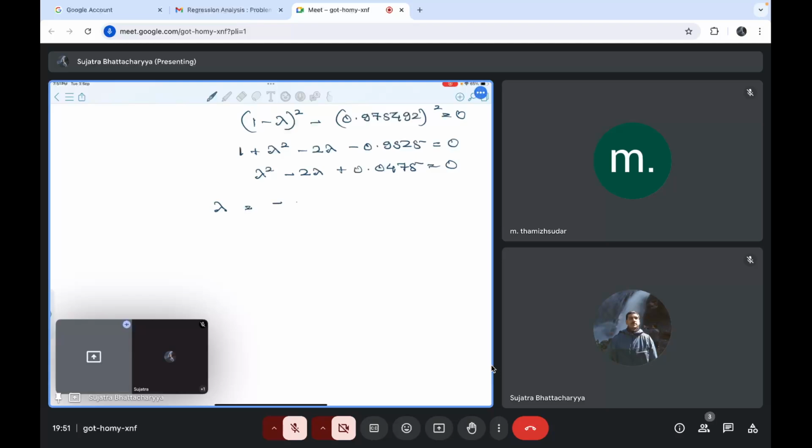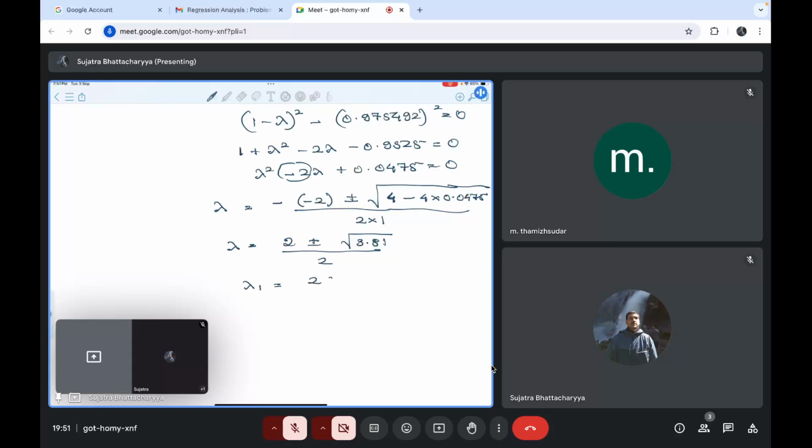So it is minus of minus 2, because b is minus 2. Plus minus root over b square minus 4ac. So 2 square minus 2 square is 4, minus 4 into c into 1, divided by 2 into 1. Right, so lambda 1 will be 2 plus minus root over this, which comes out to be 3.81, divided by 2.